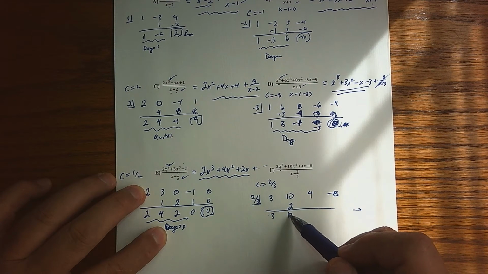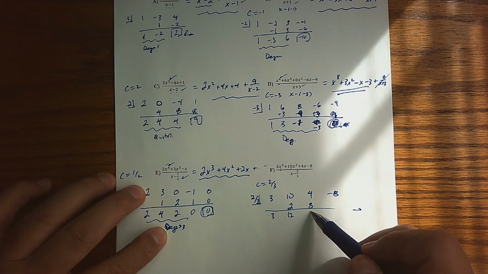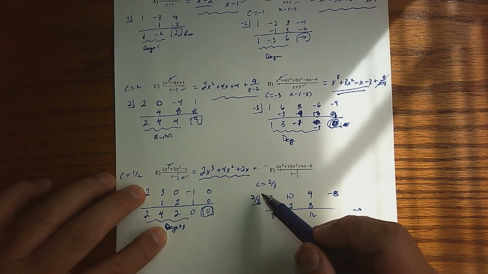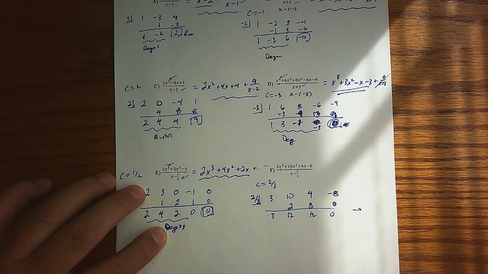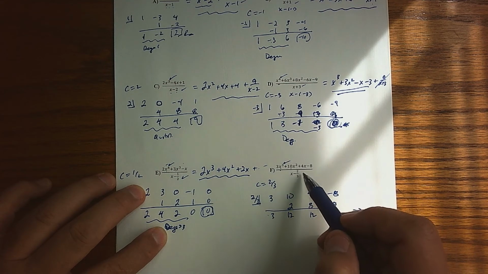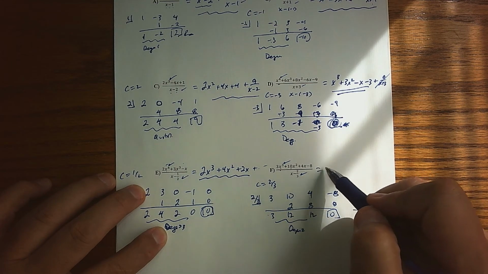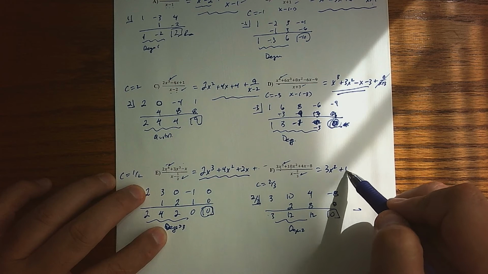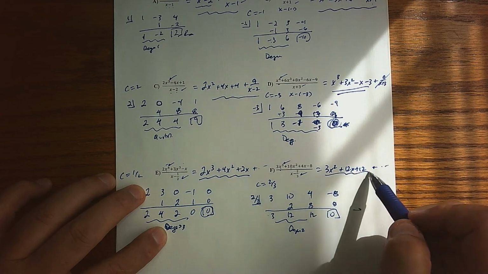2/3 of 12, that's 24 over 3, which is 8. 4 and 8 is 12. 2/3 times 12 is 24, divided by 3 is an 8, and we get a 0 again. So our remainder is 0. We divided a third degree by a first degree, so this is basically degree 2. So we get 3x squared plus 12x plus 12, and then plus that remainder, which doesn't really add anything to it.